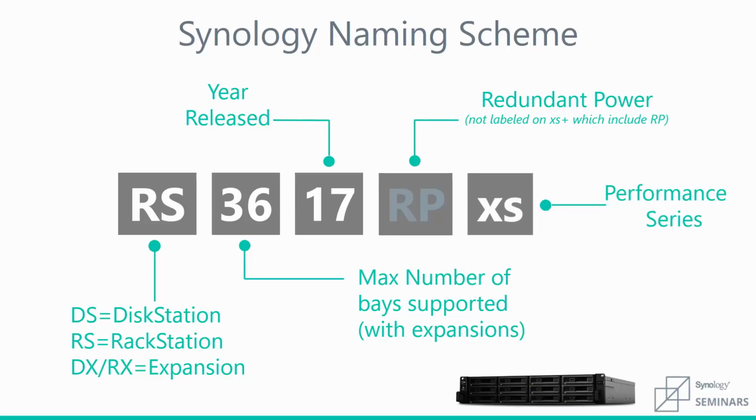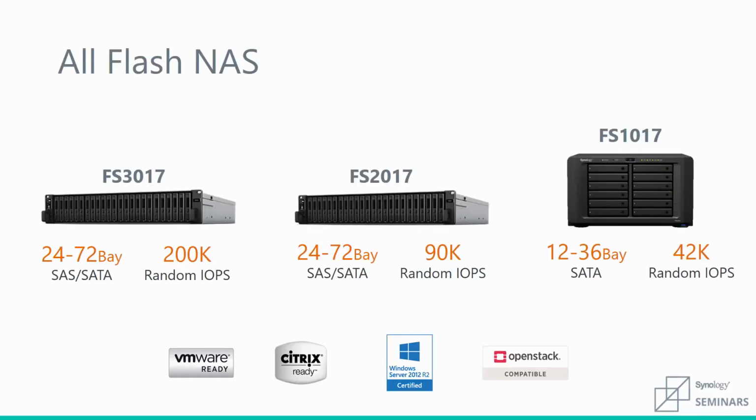So while we have the J, the Value, the Plus, and the XS Plus series of units, we also came out with a new series of units back in early 2017 called the FlashStation series. This is a series consisting of all 3 flash units that Synology currently produces that do not conform to the standard Synology naming scheme. So let's break this one down as well. The FS in the beginning of the product name stands for FlashStation, while the number after will be the performance indicator. The higher the number, the higher the performance.